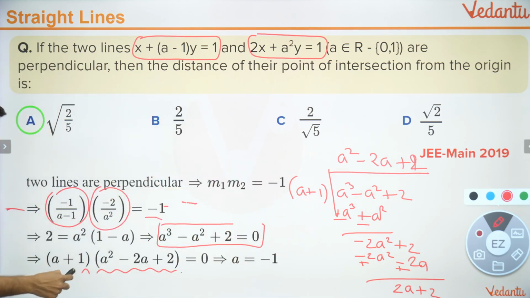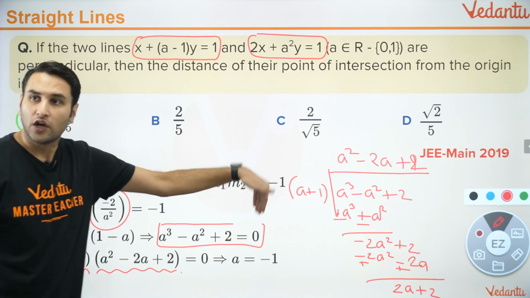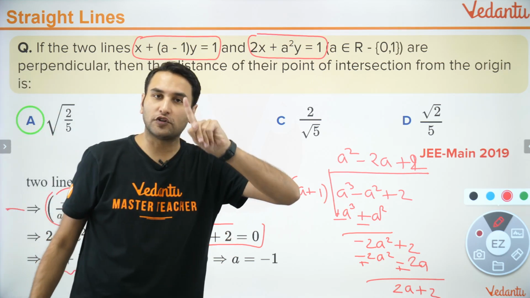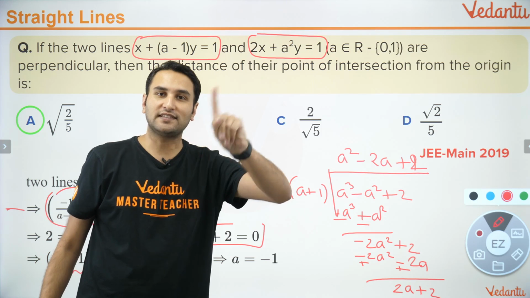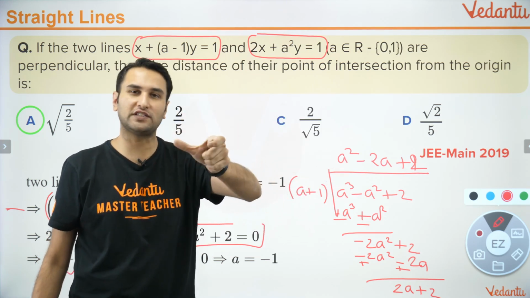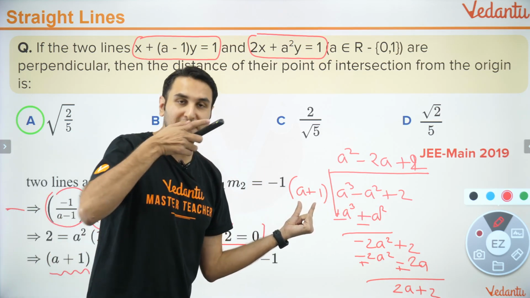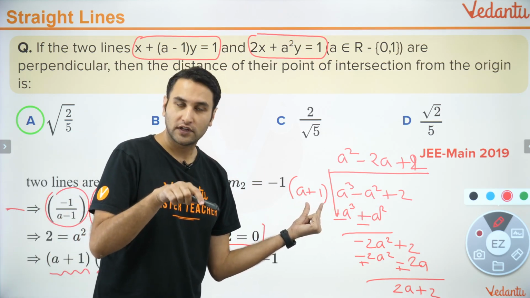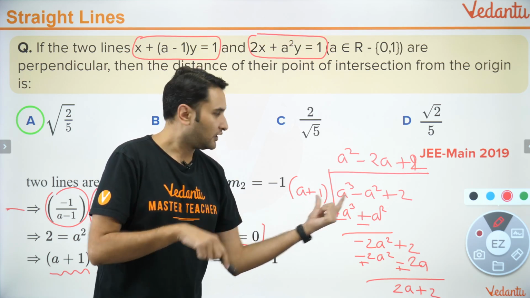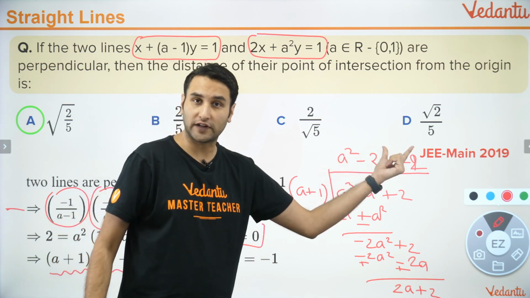This is an important technique, that's why I'm giving it to you. Whenever you get a cubic equation, always check. You will get one of its roots as either -1 or 1 or 2 or -2. Majorly it is -1 or 1. So what to do? You get the factor. Since a equal to -1 is one of the roots, a plus 1 is one of the factors. If I divide the cubic equation with one of the factors, you will get the other factor.